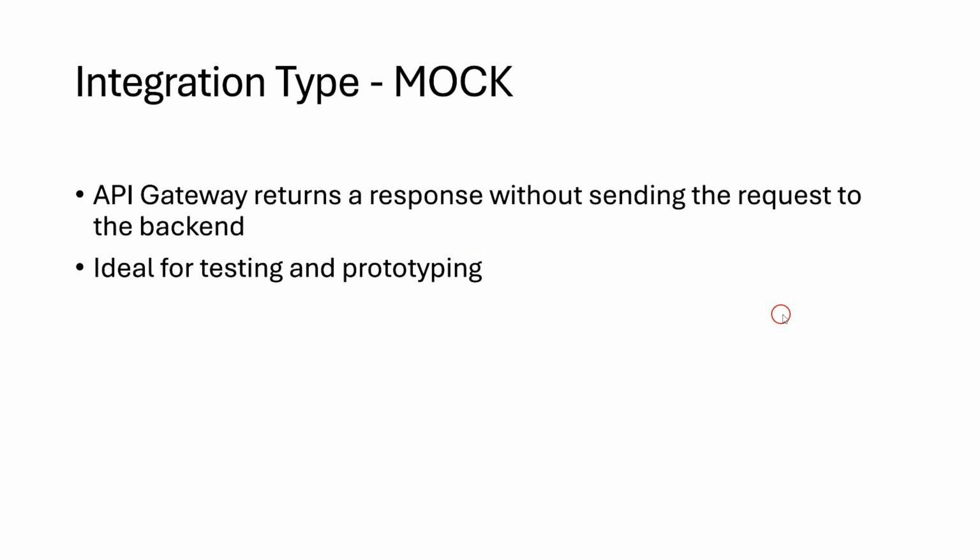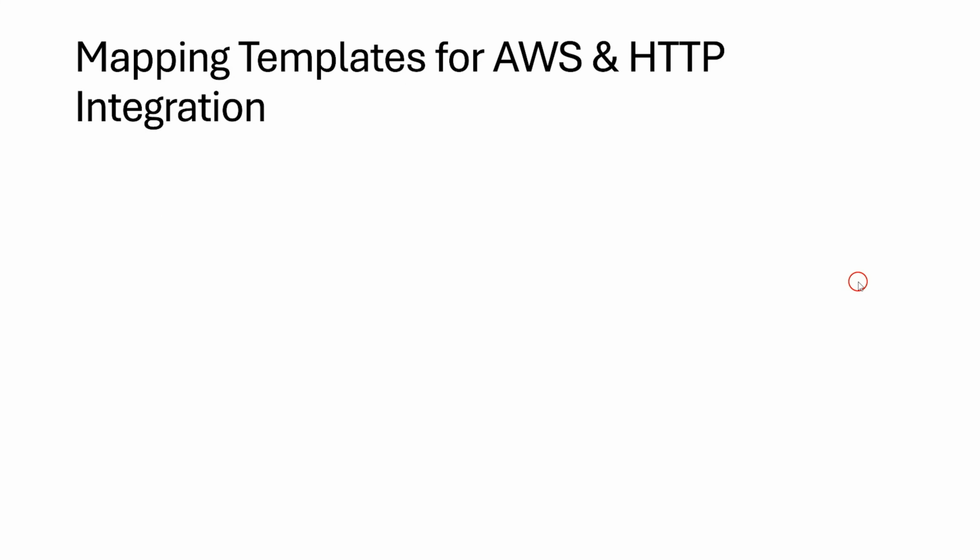Okay. I hope you understand all the different integration types: AWS or HTTP, HTTP or AWS integration type, and Lambda proxy, HTTP proxy, and mock. These are the four main integration types widely used, and I hope you clearly understand the differences. And moving on to the next topic, that is mapping templates for AWS and HTTP integration.